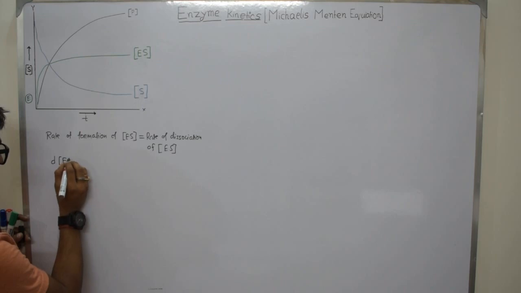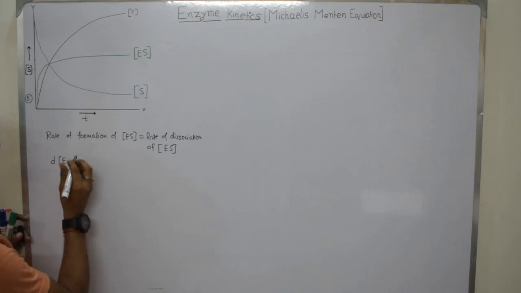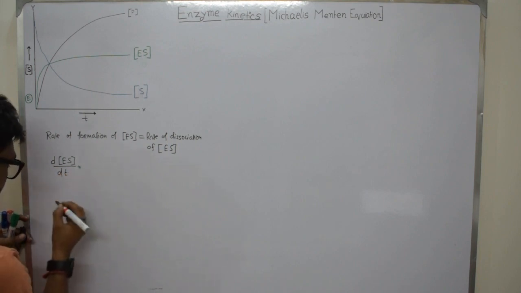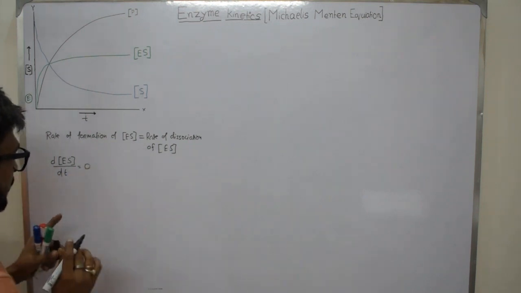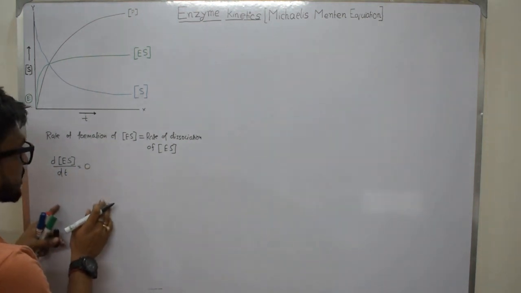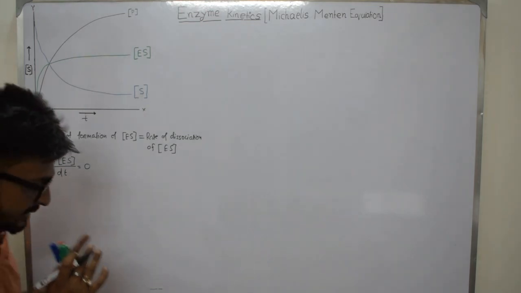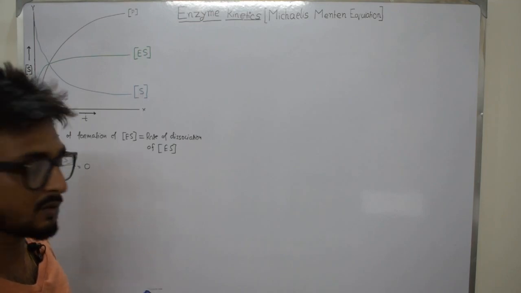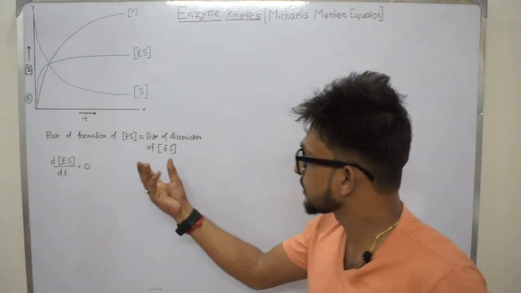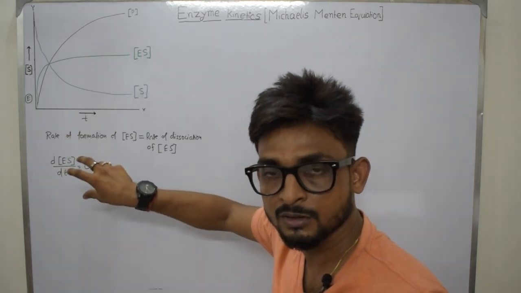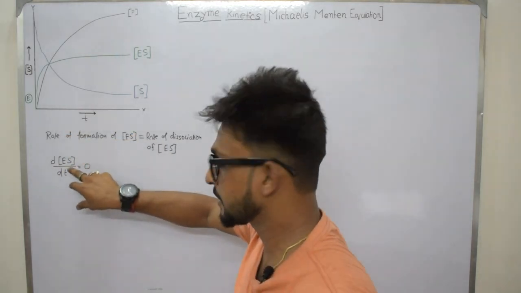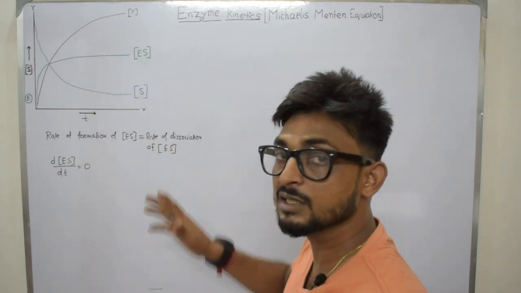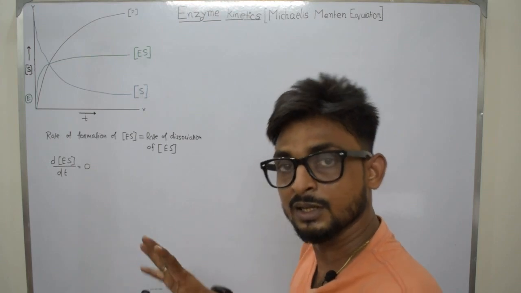Mathematically we can express this like this: d[ES]/dt, the change in the concentration of the enzyme substrate complex divided by time, which indicates the rate of the reaction, is equal to 0. With this equation we can say that no changes are there in the reaction, because the rate at which the enzyme substrate complex is produced and the rate at which it is dissociated are the same.